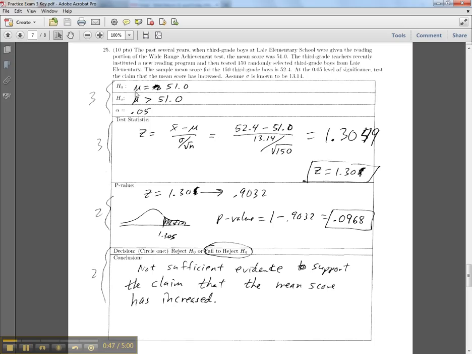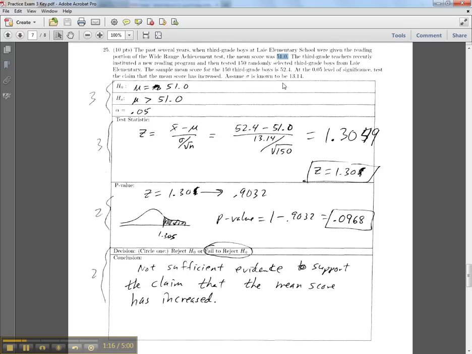Our null hypothesis, again, is always that the population mean is true, and that there's no difference from that population mean. We are given that the population mean mu is 51, because it says here that for the past several years, the third grade boys at Laie Elementary were given the reading portion of the Wide Range Achievement Test, and the mean score from those past years has been 51. So that is information about the population.